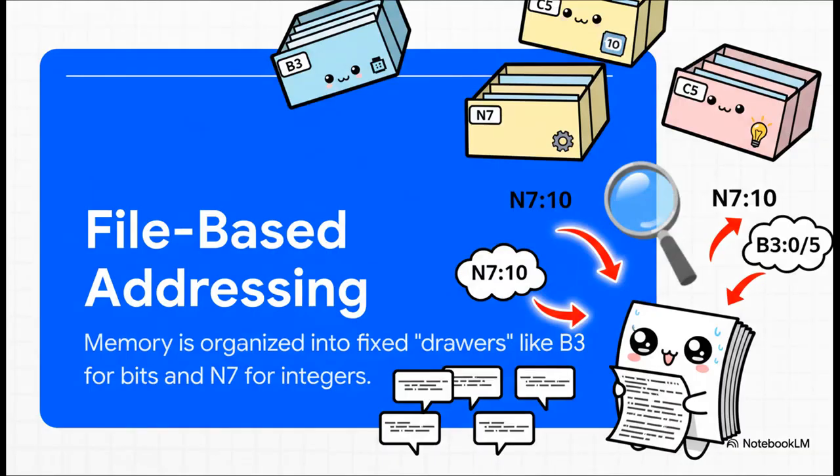Yeah, in the old days, we had what's called file-based addressing. Your memory was organized into these fixed drawers, like B3 was only for bits, N7 was only for integers. So your code ended up filled with these cryptic addresses like N7:10. And let's be honest, you pretty much needed a cheat sheet taped to your monitor just to remember what on earth N7:10 was actually supposed to be doing.